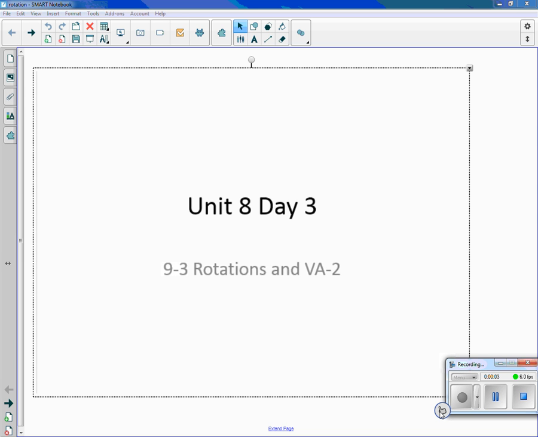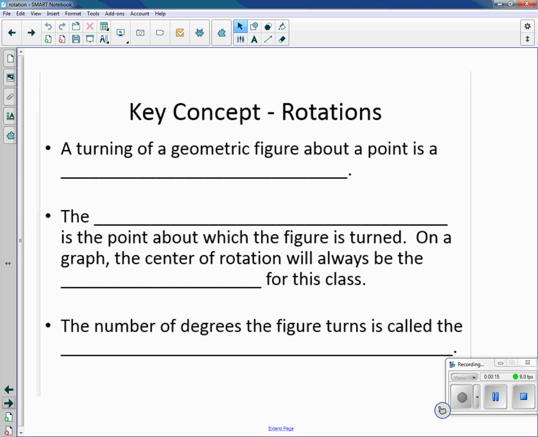Okay, welcome back. Today we're going to talk about rotation. We already talked about a couple of the transformations. Today is rotation. A rotation is a turning of a geometric figure about a point.